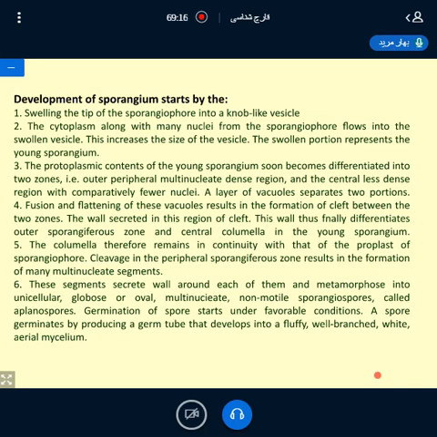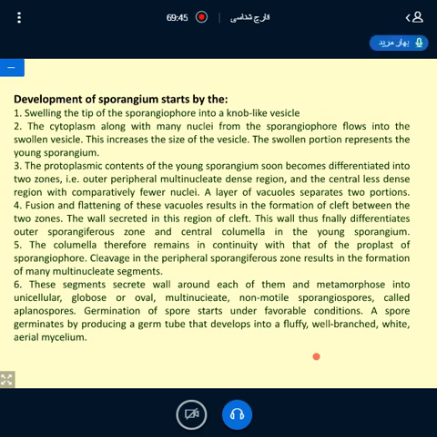Its wall thus finally differentiates the outer sporangiophore zone and the central columella in the young sporangium. The columella therefore remains in continuity with that of the sporangiophore.